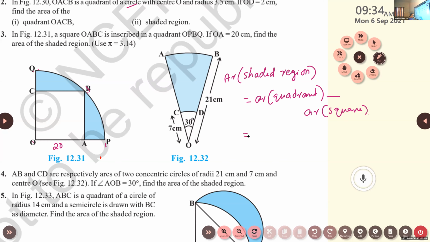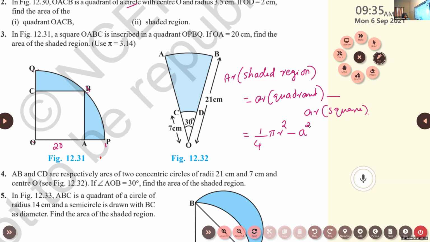Elsa, area of quadrant formula? Area of quadrant is equal to 1 by 4 pi r square. Louder, I can't hear you. 1 by 4 pi r square minus area of square, Elsa. Ma'am, side into side, a square. Here OA is equal to 20.